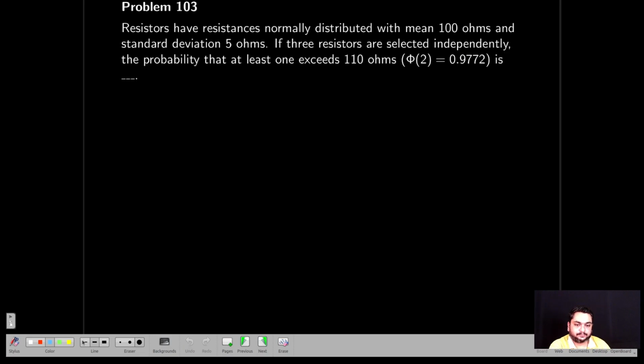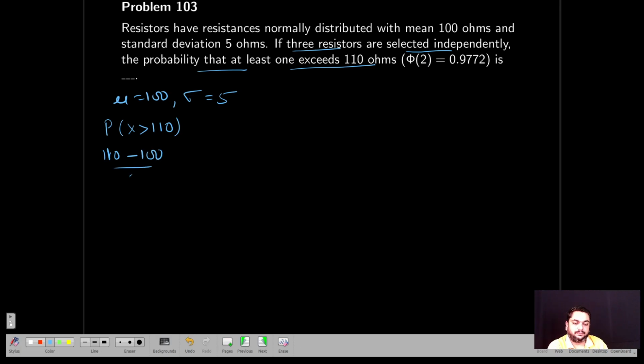Next, resistors have resistance normally distributed with mean 100 and standard deviation 5. If three resistors are selected independently, find the probability that at least one exceeds 110 ohms. So first find P of X greater than 110. Converting to Z, 110 minus 100 divided by 5, so this will be 2. Z is 2.